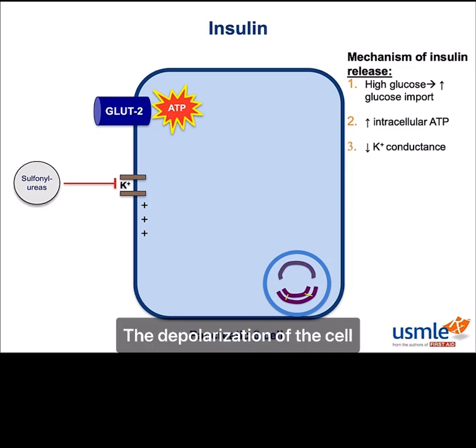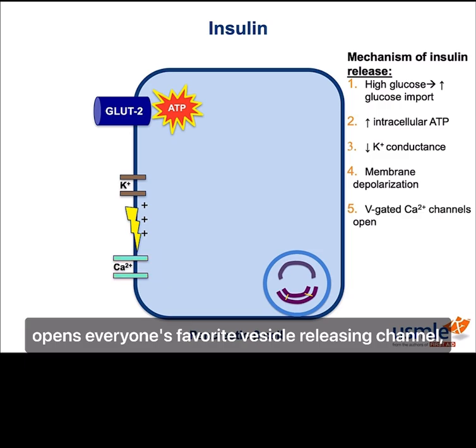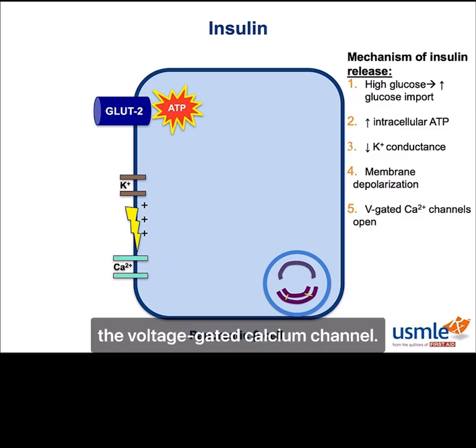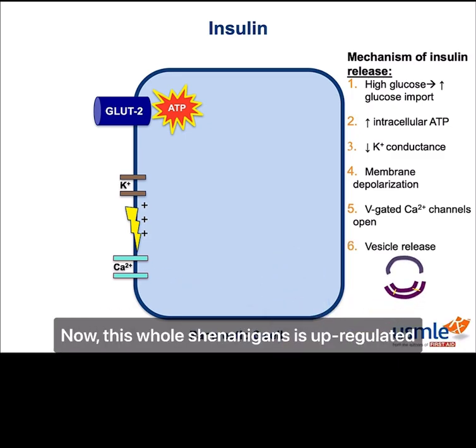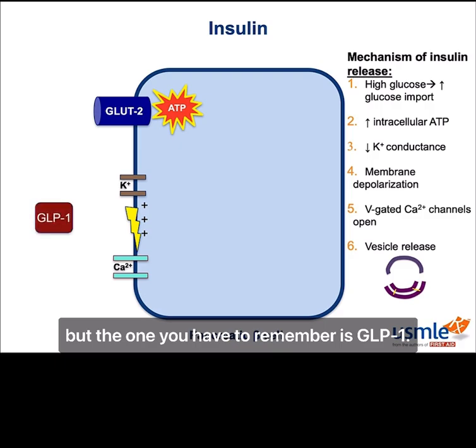The depolarization of the cell opens everyone's favorite vesicle releasing channel, the voltage-gated calcium channel. Just like at an axon terminal, this allows calcium to enter and permit vesicle release. Now, this whole shenanigans is upregulated by a set of gut hormones called the incretins. They're discussed a lot more in the GI section, but the one you have to remember is GLP-1.